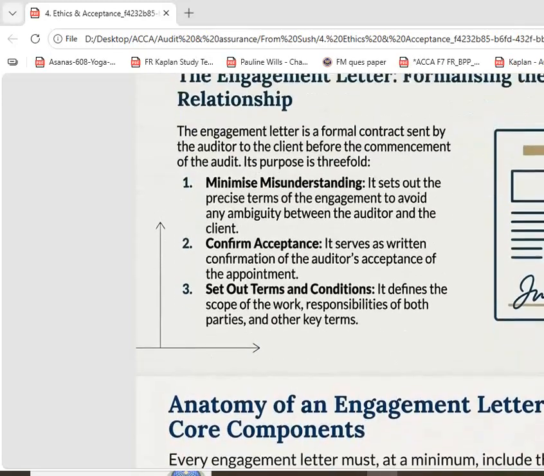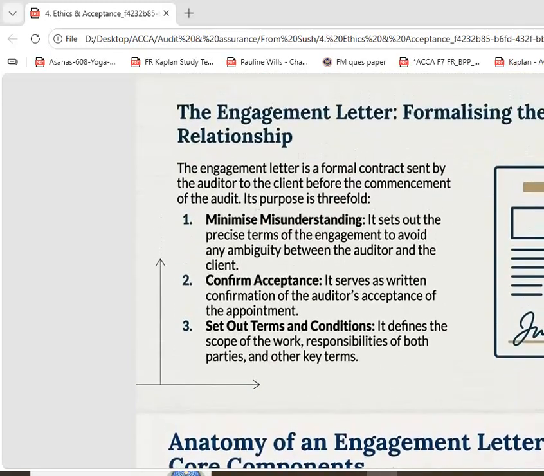Engagement letter, formalizing the relationship. The engagement letter is a formal contract sent by the auditor to the client before the commencement of the audit. Its purpose is threefold: minimize misunderstanding, confirm acceptance, and set out terms and conditions. Minimizing misunderstanding: it sets out the precise terms of engagement to avoid any ambiguity between the auditor and the client.